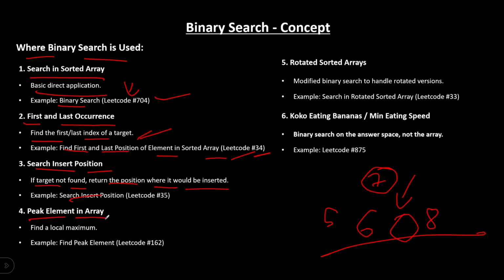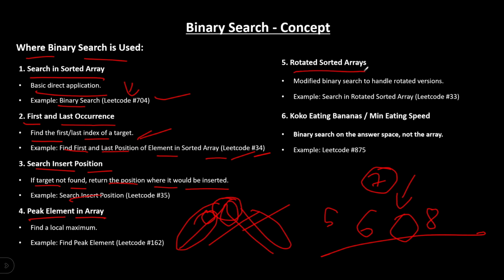Finding a peak element in an array. A peak element comes in the bitonic sequence, as I explained earlier, increasing and decreasing, right? So this will be a peak element, right? Then you have to find the condition why it is a peak element: because the left-hand values are lesser and the right-hand values are greater than this particular element.